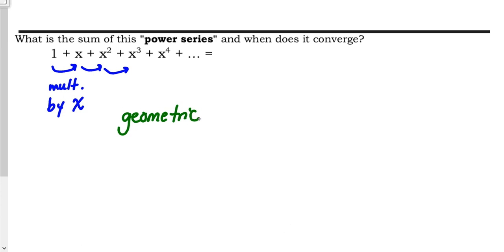Right? A geometric series is where you have a constant multiplier, and here we have a multiplier of x. Every single time, it's multiplying by x. And I know that geometric series, if they converge, converge to the first term, which in this case is the 1, over 1 minus the constant ratio, which in this case is x.